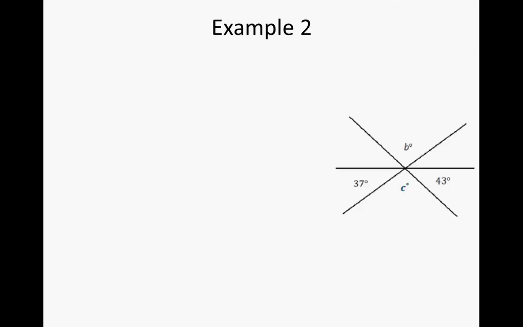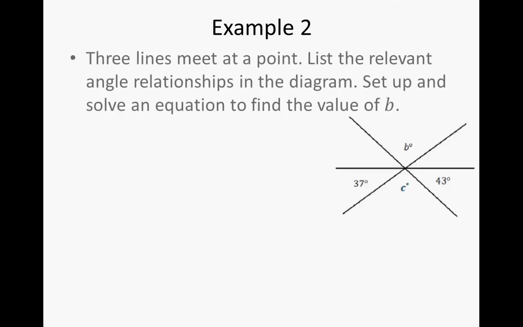All right, continuing on. Let's take a look at example 2. Three lines meet at a point. List the relevant angle relationships in the diagram. Set up and solve an equation to find the value of b.